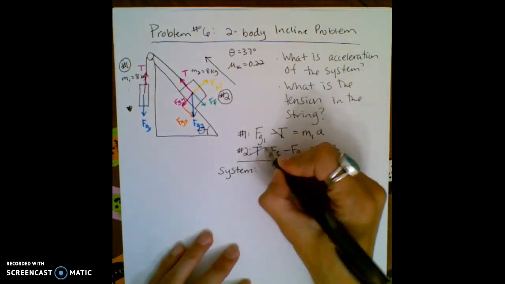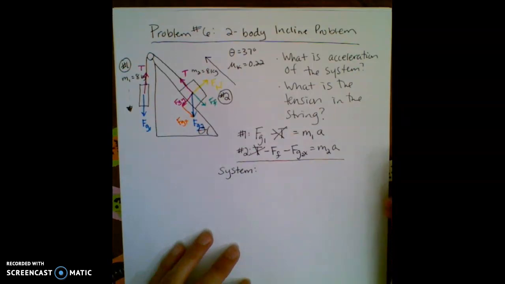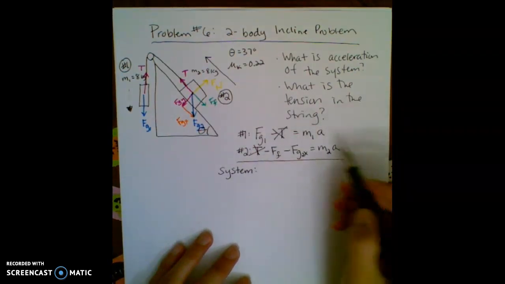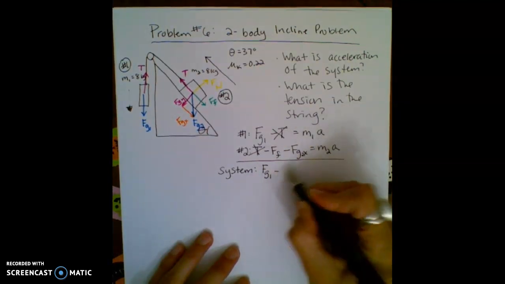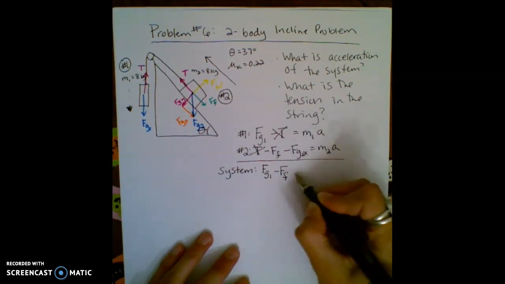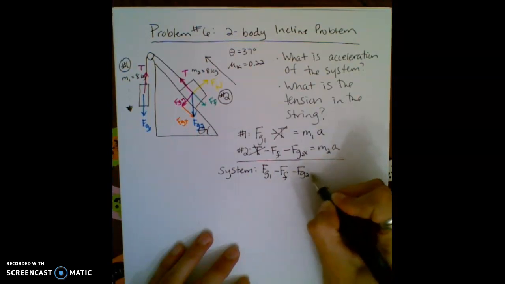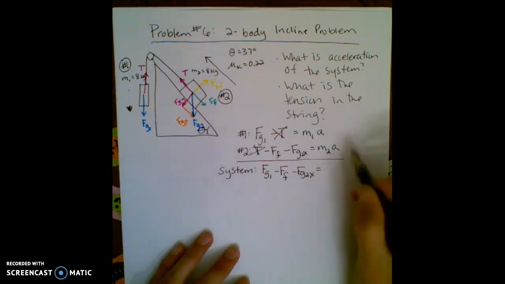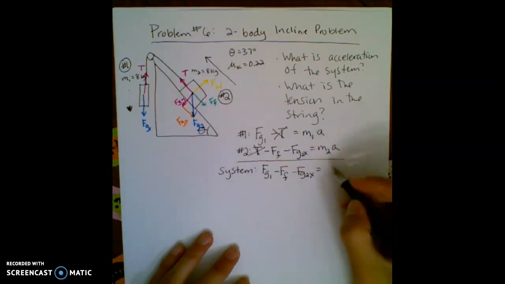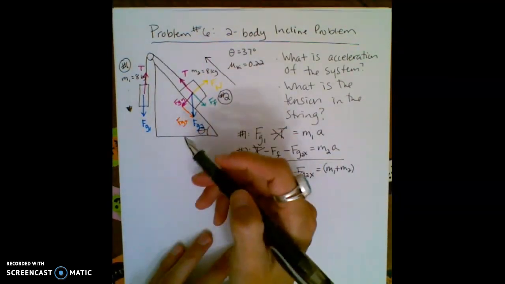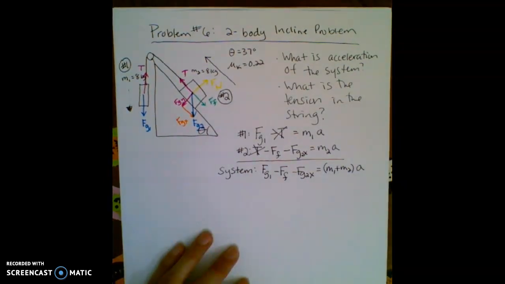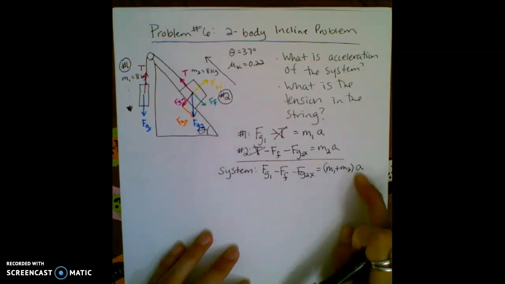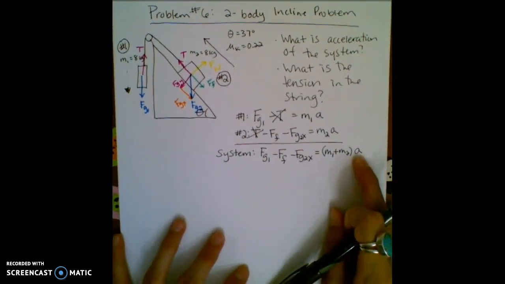So I'm going to cross the tensions out here and not even worry about them, because I can see that they're going to cancel. And so what I'm left with is Fg1 minus force of friction minus Fg2 in the x direction, and that's going to equal the sum of mass 1 plus mass 2, because it's both of them moving together, right? So I have to keep them together. And then it's one acceleration because they're moving together. And this is the equation I'm going to solve for the acceleration. No biggie, so let's get to it.